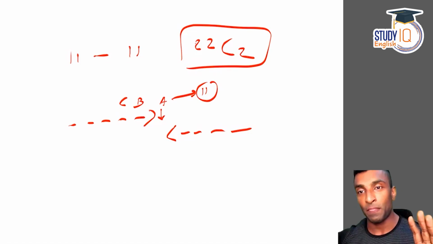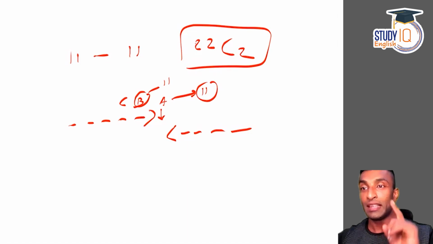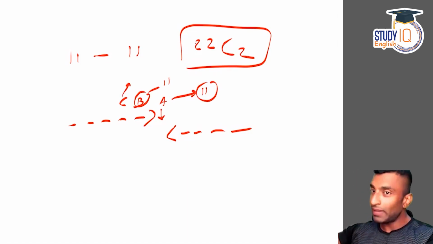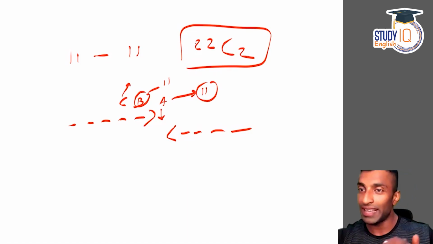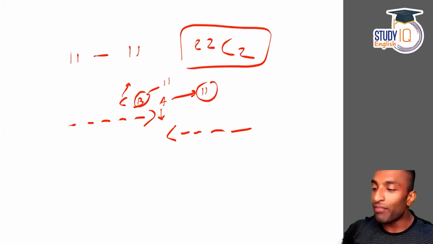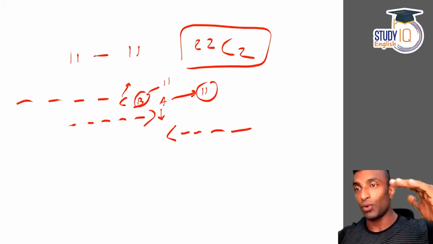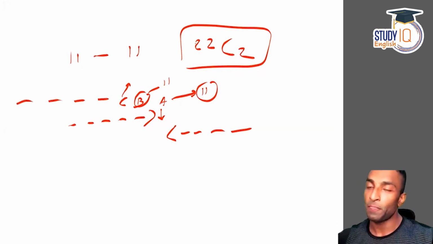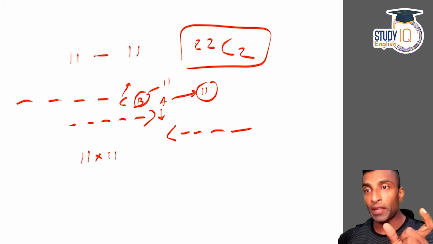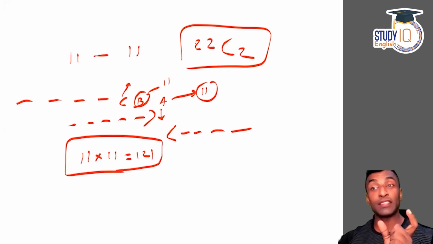So A is done. B will make how many shake hands? Another 11 shake hands. C will make how many shake hands? Again 11 shake hands. Automatically, the other players are also shaking hands with A, B, C, that we don't want to count separately. So like this, 11 players will make 11 shake hands. Automatically, their shake hands are counted. What is the answer here? It is 11 times 11. 11 players make 11 shake hands. That is 121.